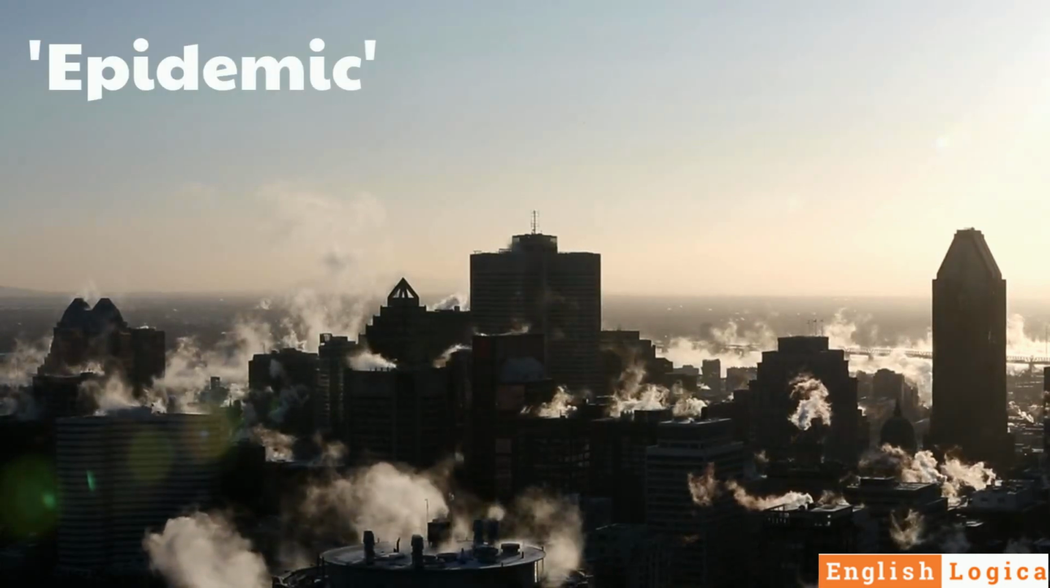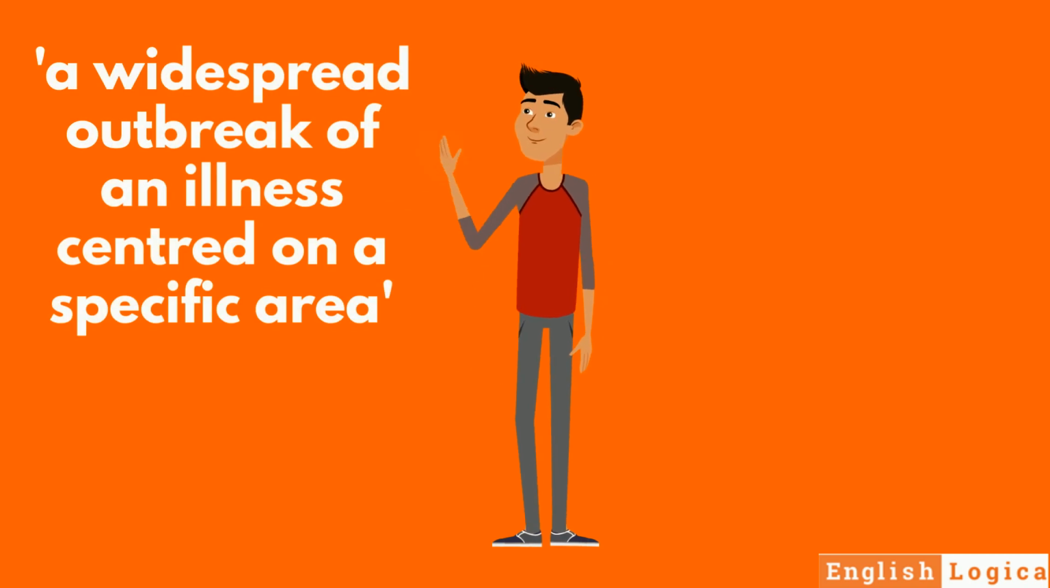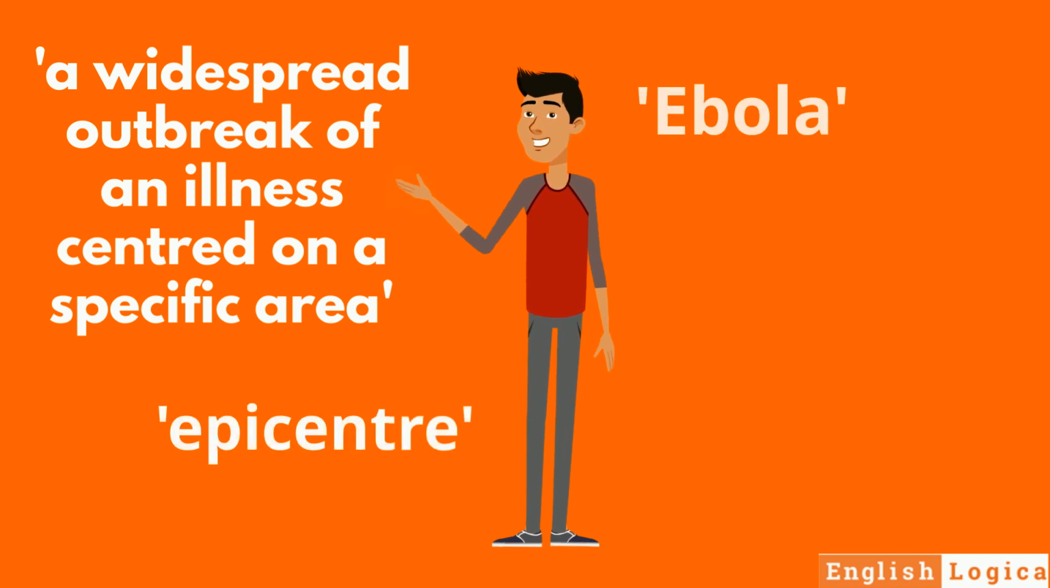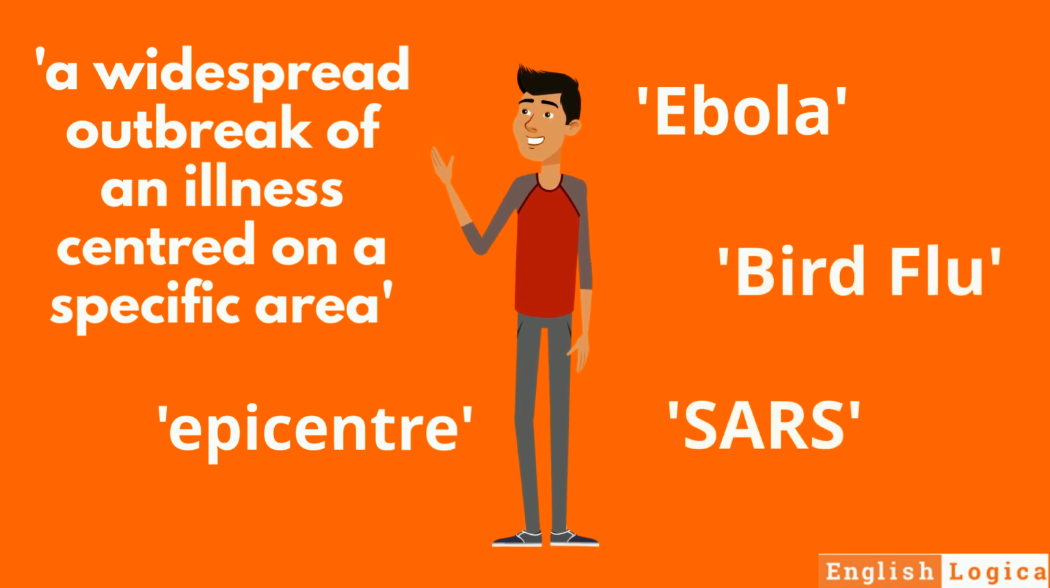Epidemic. An epidemic is a widespread outbreak of an illness centered on a specific area. Think of the word epicenter to remember this. Epidemics in recent decades have included Ebola, bird flu, and SARS.